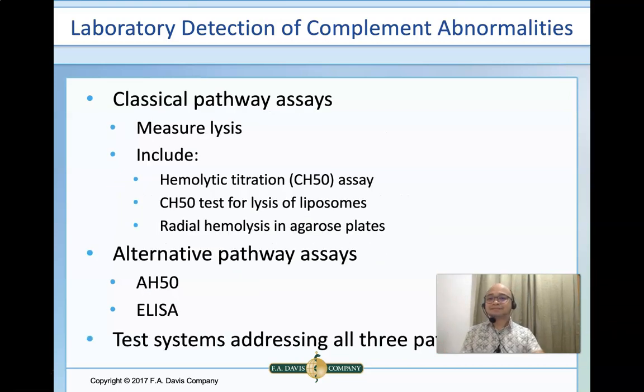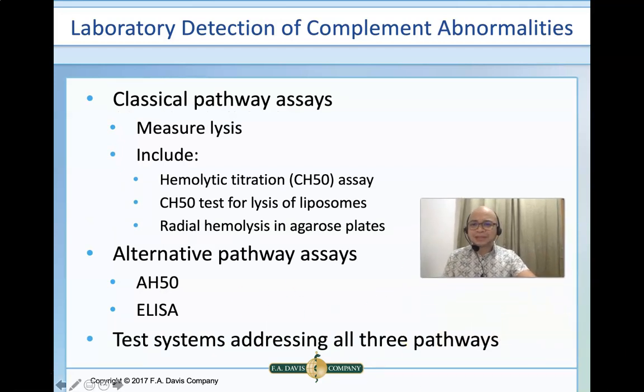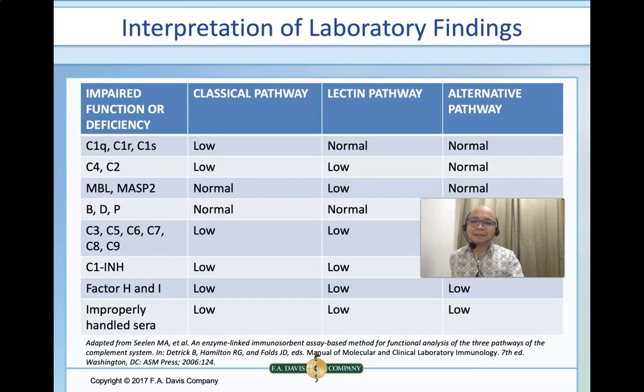nephelometry. Classical pathways can be measured by measuring the ability to cause lysis, such as the CH50 assay. CH50 tests for lysis of liposomes, and there is also radial hemolysis in agarose plates. For the alternative pathway, we can measure it using the AH50 and ELISA. Okay, so there are even several test systems addressing all three pathways.